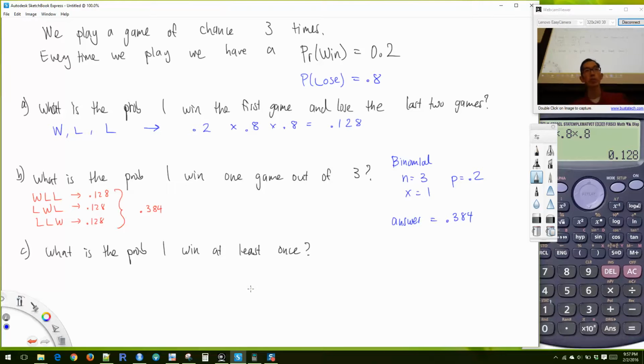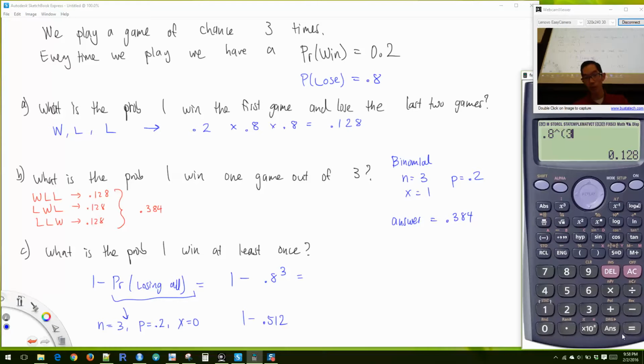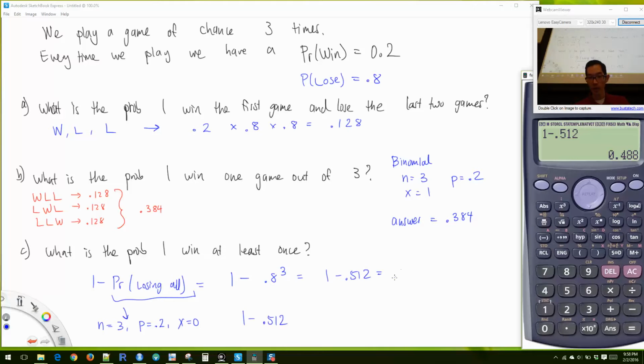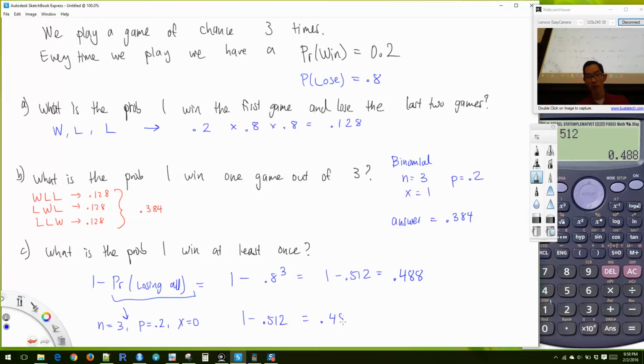Okay, what's the probability I win at least once? What am I going to do here? Yeah, 1 minus the probability of losing all. Okay, so there's 2 ways I can answer this, right? I can do 1 minus 0.8 raised to the 3rd, okay? Or I could say, hey, losing all is also the same as a binomial problem, n equals 3, p is 0.2, and x is 0. Okay, because winning 0 would be the same as losing all. So I can look up n, p, x equals 0, and losing all of this is 0.512. 0.8 raised to the 3rd is also 0.512. Okay, so there's 2 ways to solve this. So we get 1 minus 0.512, I get 0.488.